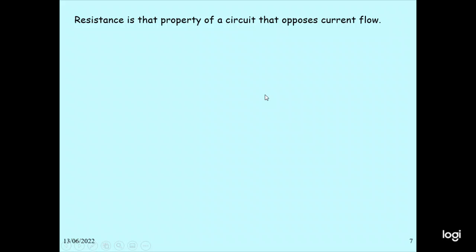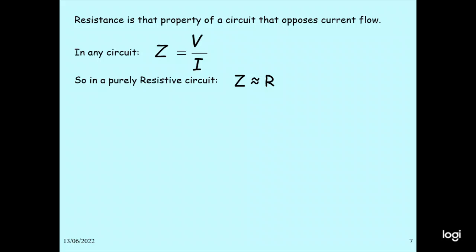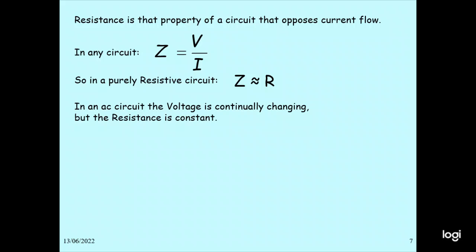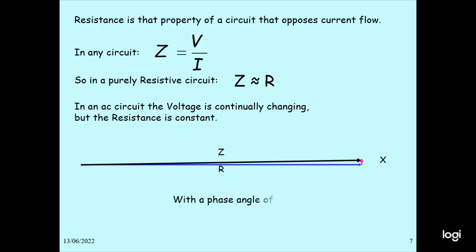So resistance is a property of a circuit that opposes current flow. In any circuit, Z equals V divided by I. So in a purely resistive circuit, Z is equal to R. In the AC circuit, the voltage is continually changing, but the resistance is constant. So in this case, the resistance and the voltage are purely in phase. The phase angle is 0 because V and I are the same phase.